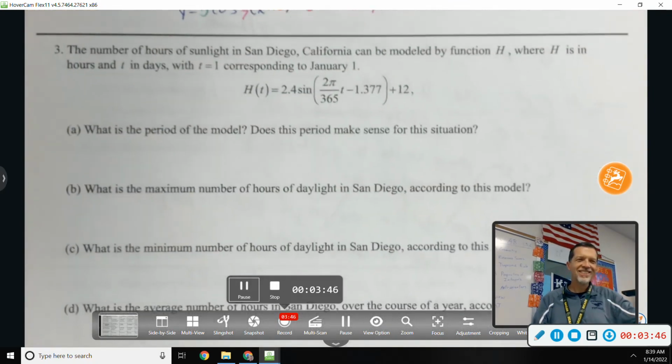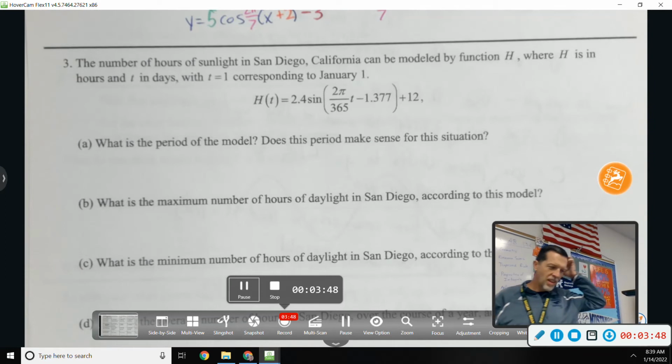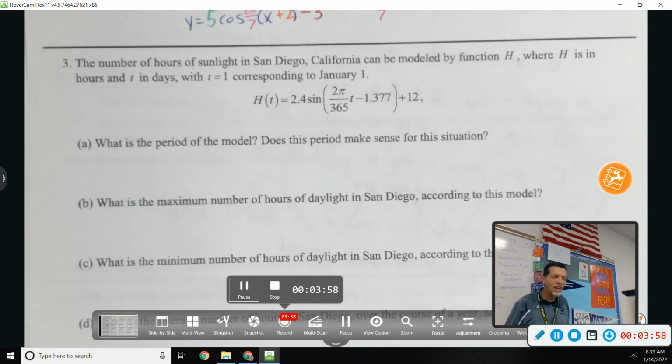Number 3. Kind of a word problem here. I mentioned this to one class, they're like, when do we actually use this? I'm like, well, there's lots of things in nature that are cyclical, meaning they follow a sine curve, including the number of hours of sunlight. The number of hours of sunlight in San Diego can be modeled by this function where h is in hours, t is days, and t equals 1 is January 1st. So this tells us how many hours of sunlight you get per day.